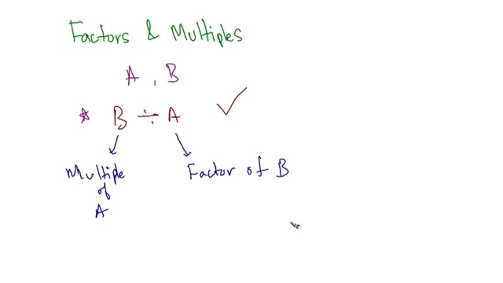So if I have to calculate the factors of 6, it comes out to be 1, 2, 3 and 6, because all of these numbers can divide into 6, because 6 is divisible by 1, 2, 3 and 6.